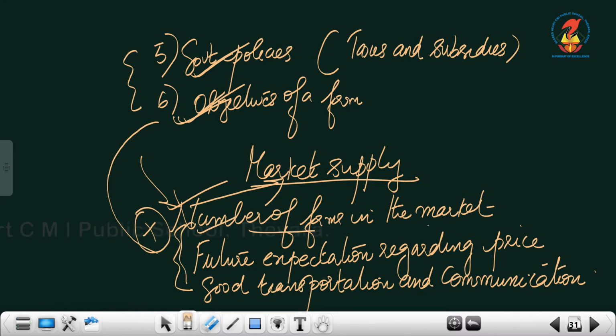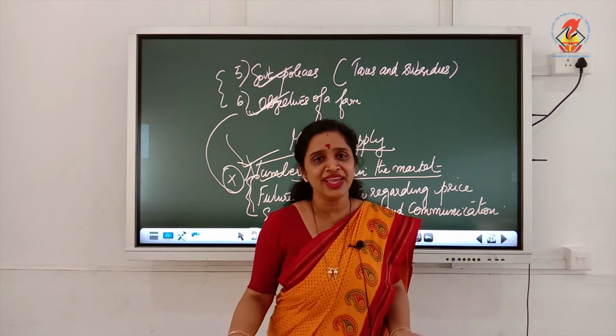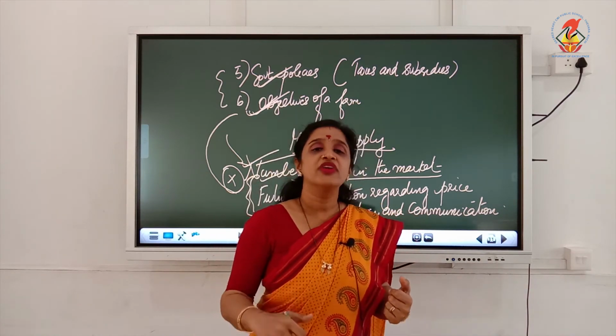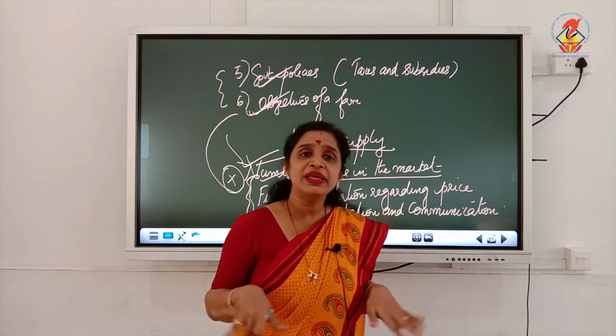In that, number 1 is number of firms in the market. If the number of firms is more, supply also will be more. There will be more and more firms to supply in the market. So, if the number of firms is more, supply will be more. If the number of firms is less, supply will be less.